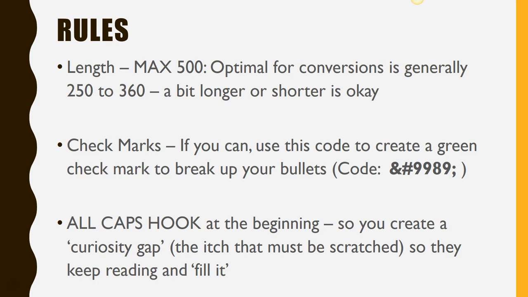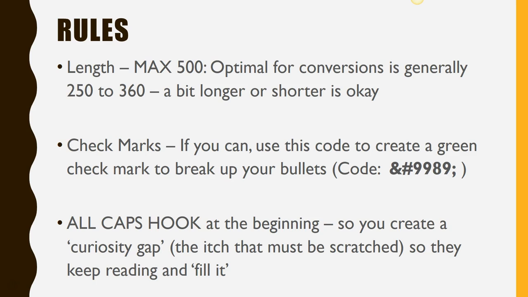First, let's go over the rules about bullet points. Right now, the maximum on Amazon US is 500. I have seen longer. I have seen limitations that are much, much shorter, but the max for most listings is 500. Now, that being said, 250 to 360 characters is about our sweet spot. So we want to try to stay within that. If you go a little bit longer or a little bit shorter, that's okay too.